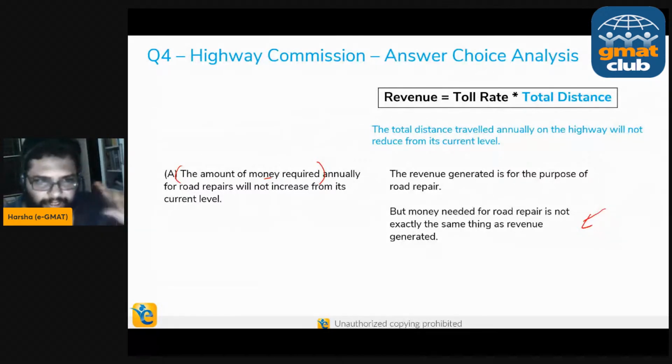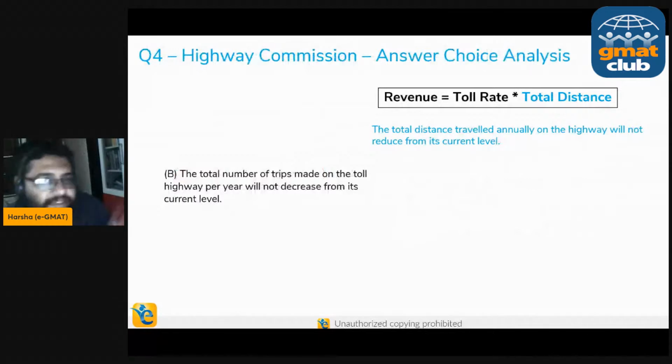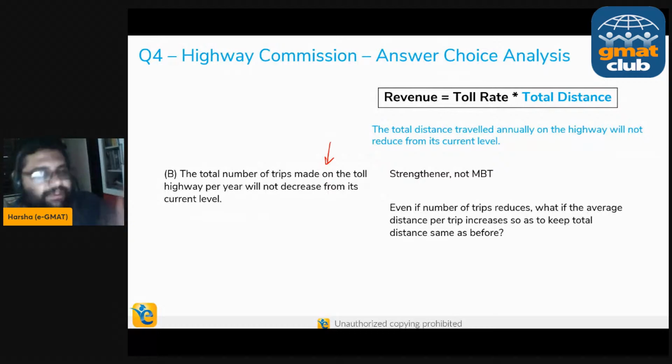So if you went for option A, again, you forgot to pay attention to the conclusion. The conclusion is about revenue. It's not about money required for road repair. Two different things altogether. Let's look at option B, which is the most popular incorrect choice. The total number of trips made on the toll highway per year will not decrease from its current level. Even without getting into any formulaic approach, think about it. Negate option B. What if the total number of trips reduces from its current level? Let's say it reduces by 10%. Does it mean that my revenue will reduce?